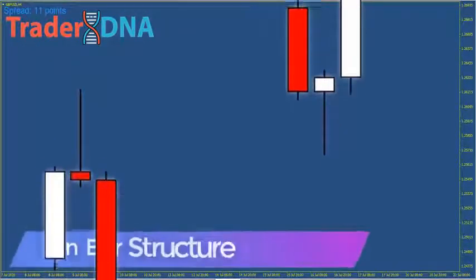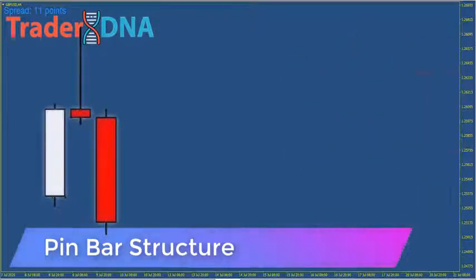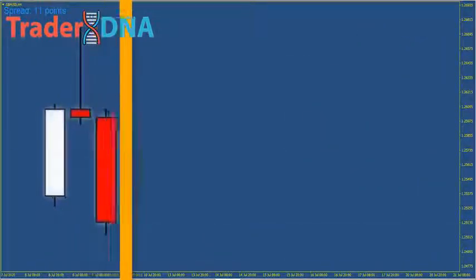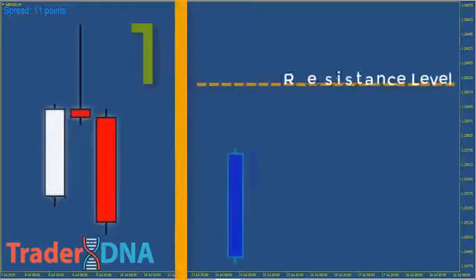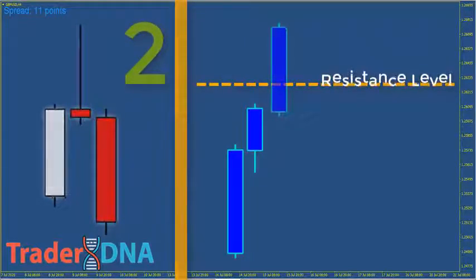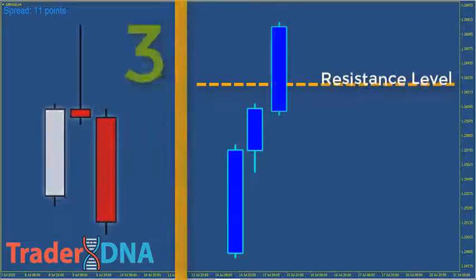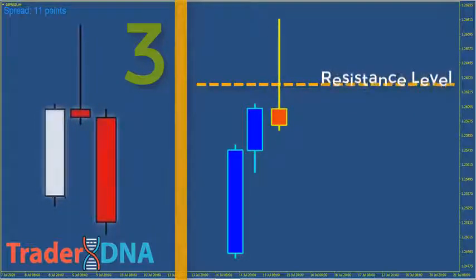Pin bar structure. Let's understand a bearish pin bar and how it formed. Phase 1. After a strong extended uptrend has been in effect, the atmosphere is bullish. Phase 2. The price opens and trades higher. The bulls are in control. Phase 3. But before the end of the day, the bears step in and take the price back down to the lower end of the trading range, creating a small body for the day. The long upper wick represents that sellers had started coming in at these levels.